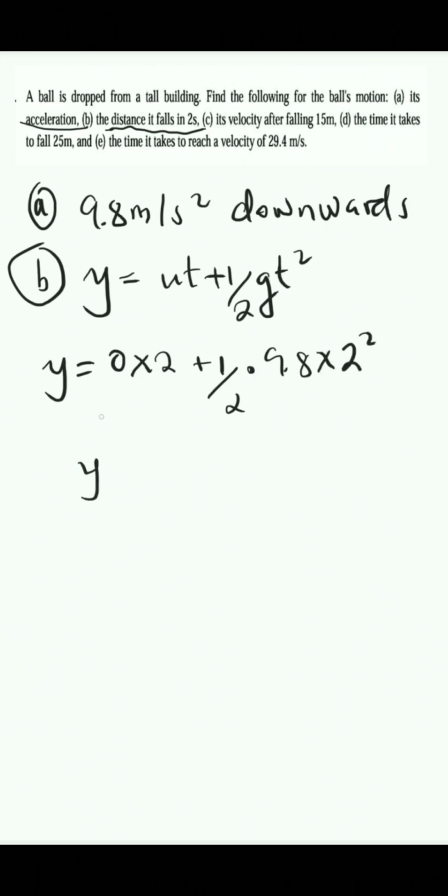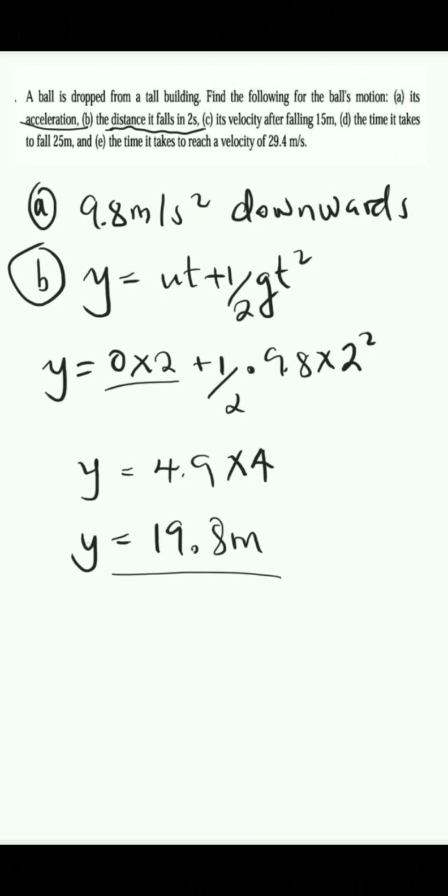So what we get here will be y, which is equal to half of 9.8, which is 4.9, to multiply with 4. Upon multiplying, we'll simply get 19.6. So the distance is simply 19.6 for part B. We now move to C.